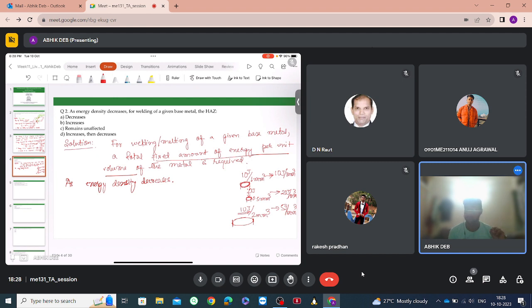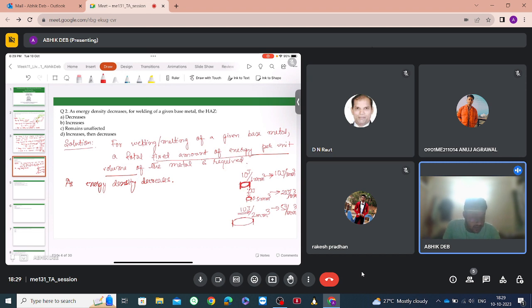So greater the area onto which a particular value of energy is supplied, the lesser will be the energy density. That is, as energy density decreases, we can consider that a fixed volume of energy is now affecting a greater area. But for melting a particular base metal, a fixed value of energy density is required for melting 1 millimeter cube. Say that energy is 10 joule per millimeter cube, then at this energy it will melt directly, this area will be melted.